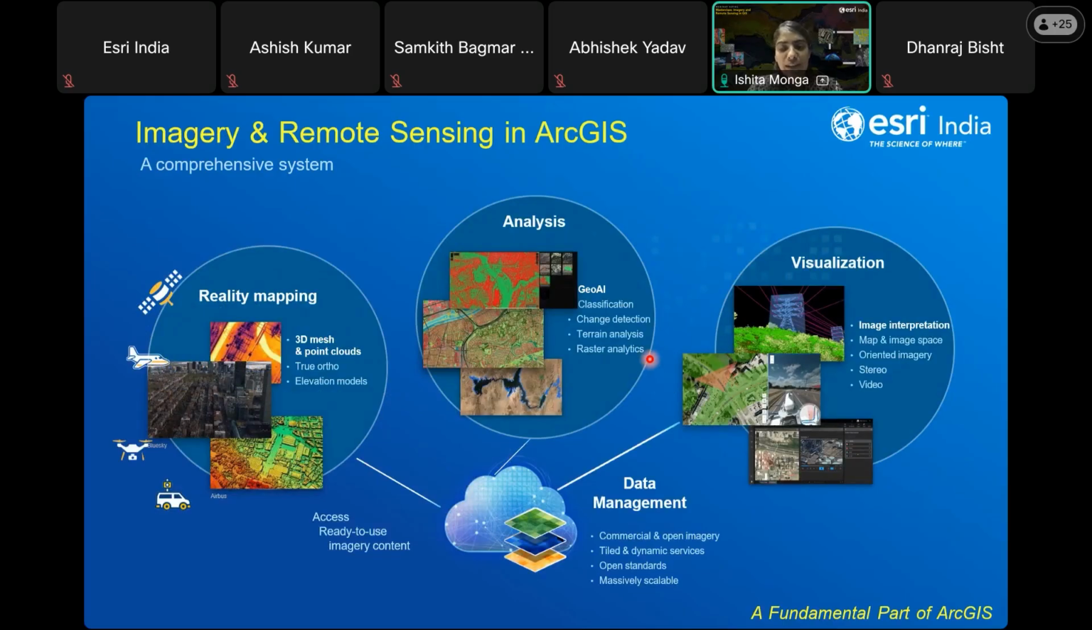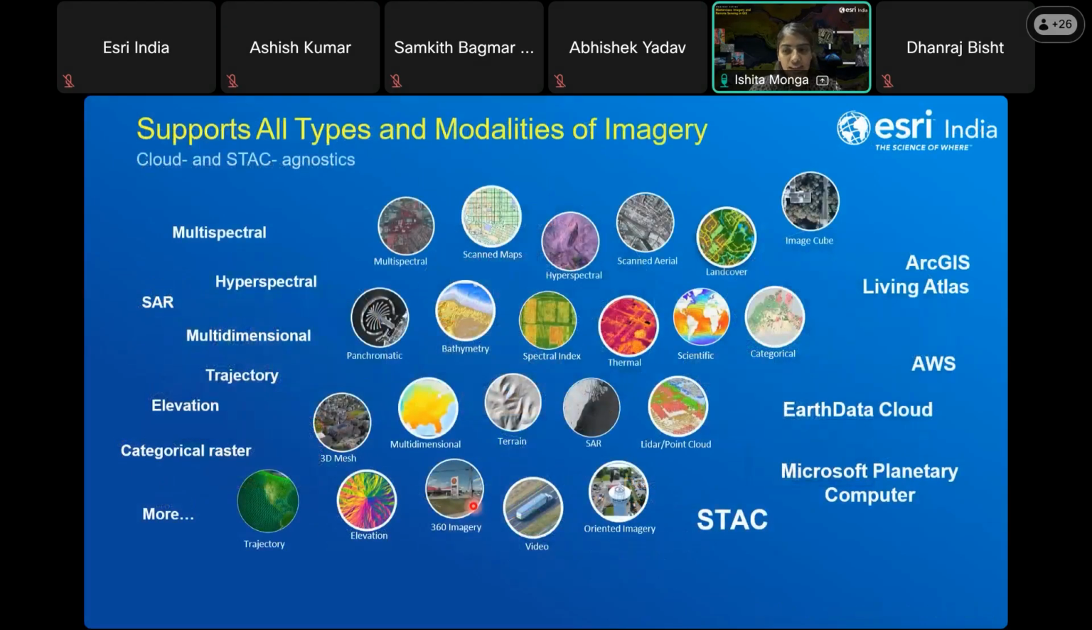So ArcGIS provides a complete imagery ecosystem which supports the entire workflow from reality mapping to analysis, visualization, and data management. So it enables users to generate high imagery products from AI-powered image analysis such as classification, change detection, visualization of the results in 2-dimension as well as 3-dimension, and efficiently manage and share imagery at scale. In this webinar, we'll focus on the image analysis capabilities available in ArcGIS Pro.